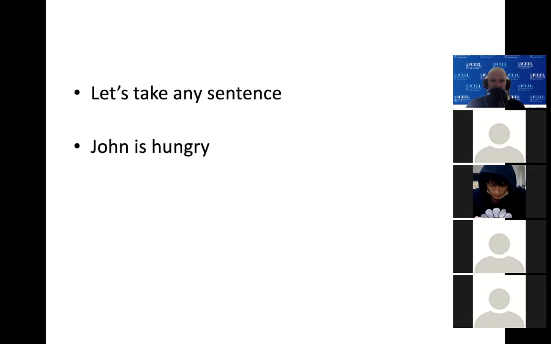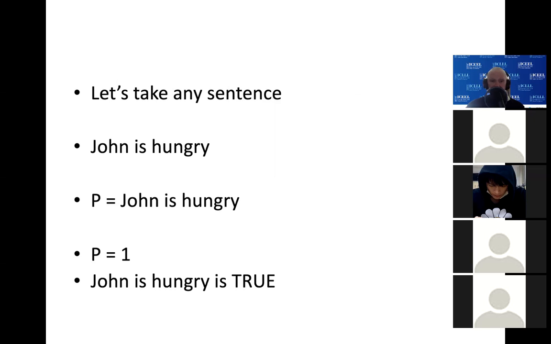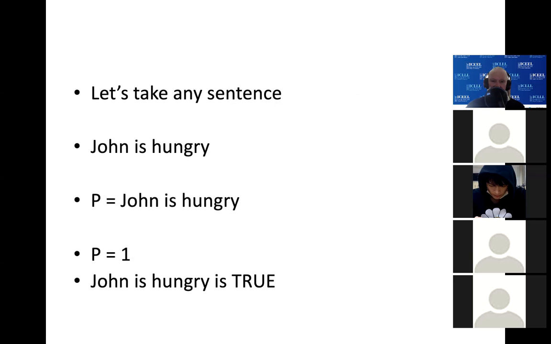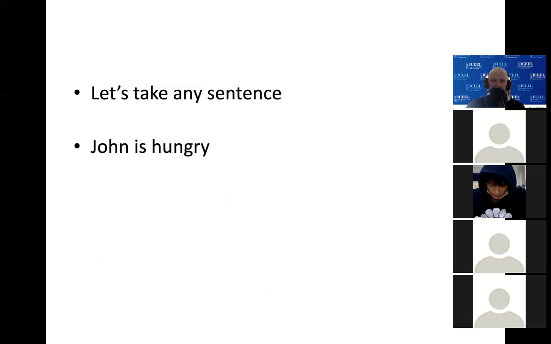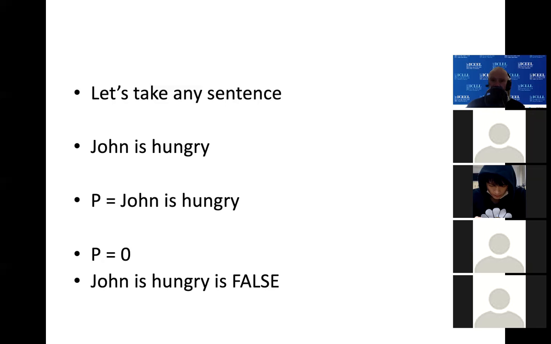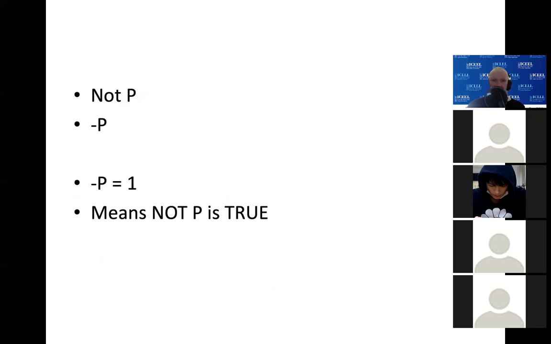Okay, then. Let's take any sentence. John is hungry. P equals John is hungry. P equals 1. P is true. John is hungry is true. John is hungry is false, right? P equals 0. John is hungry is false. So it's either on or off. It's the same thing. So not P, right?